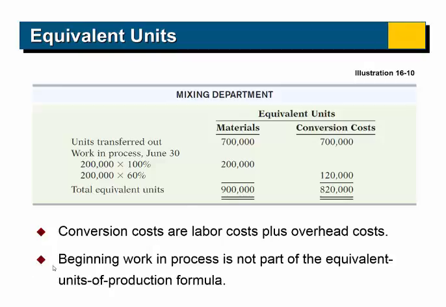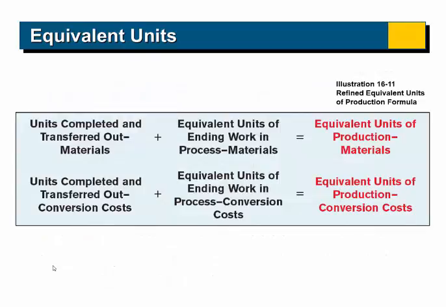Notice here that it's stating beginning work in process is not part of the equivalent units of production formula. If you all were having to do both the FIFO and the weighted like we do in our advanced managerial course, this would make a little more sense to you. All right, so review this formula. Units completed and transferred out. Under our weighted average method, they have received 100% of their materials.